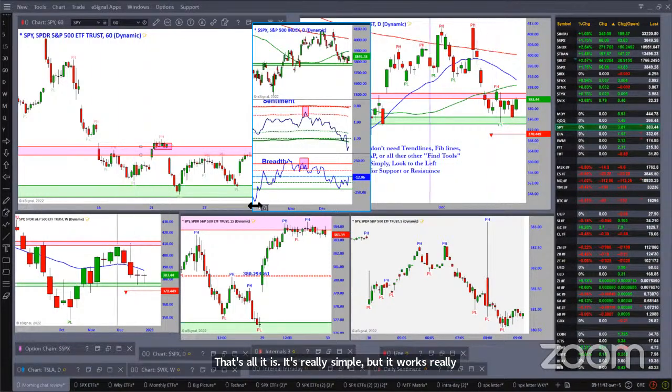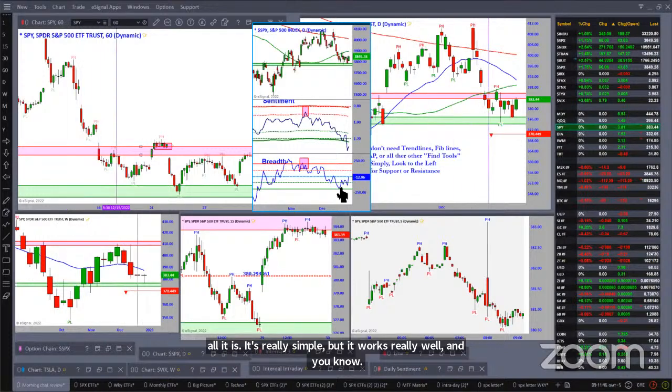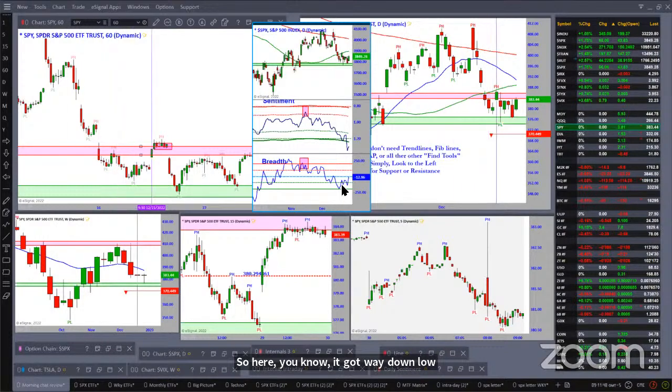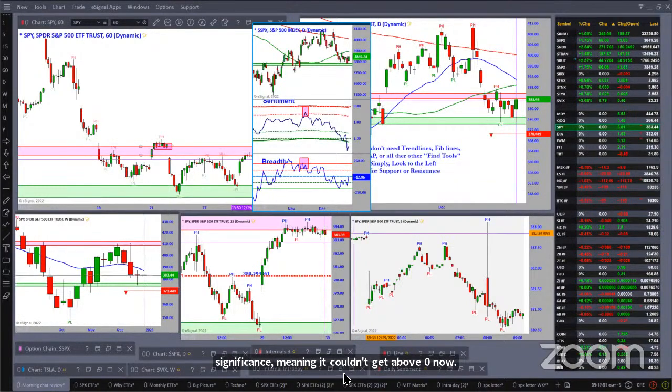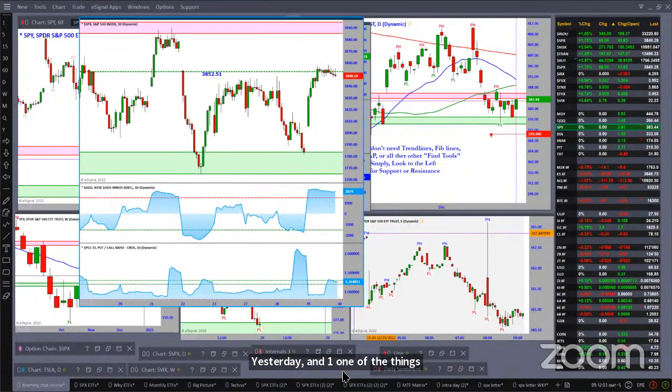And so here, it got way down low, down at minus 200. It's been improving as prices have gone sideways here, which is typical, but nothing of significance, meaning it couldn't get above zero. Now, yesterday, one of the things that I keep an eye on during the trading day, right, is this 8 advancers minus decliners. And you could see it was up here at a plus 2,000, where it came out of the block strong. And then it just flatlined and things were flat here.